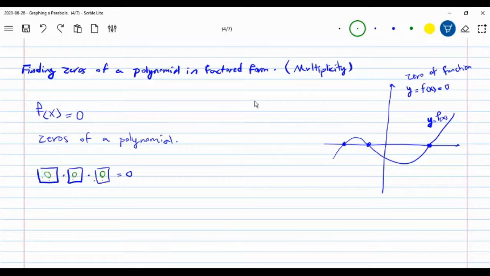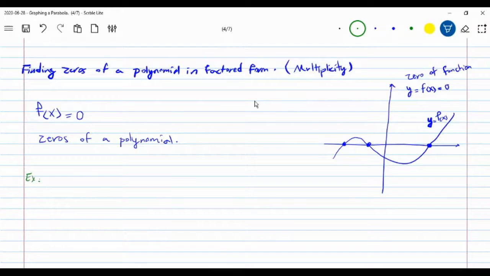So if you can write a polynomial in factored form, with parentheses multiplied by each other and 0 on the other side, one of these parentheses must be 0. Whether it's three parentheses or four, it's enough for one of them to be 0. Here, let's use this idea to find zeros of a polynomial with higher degree.